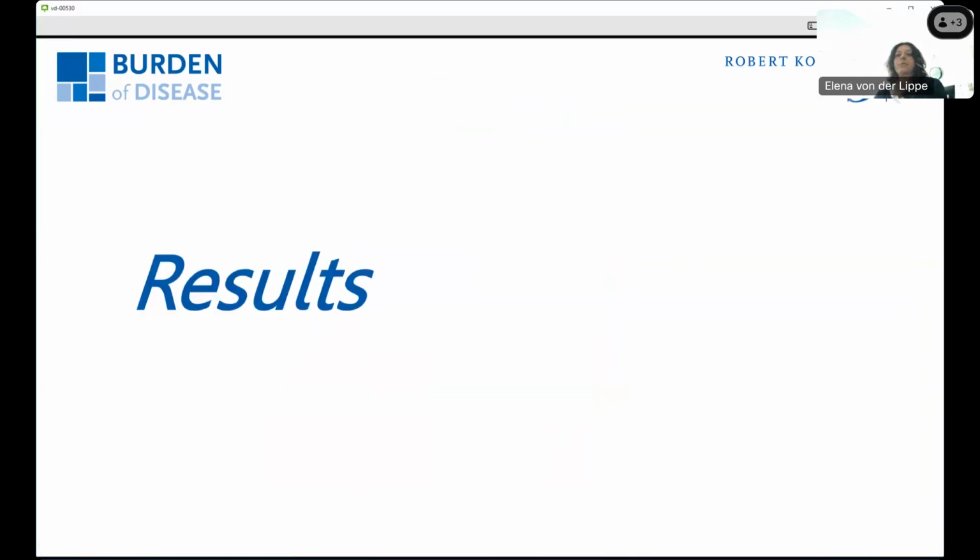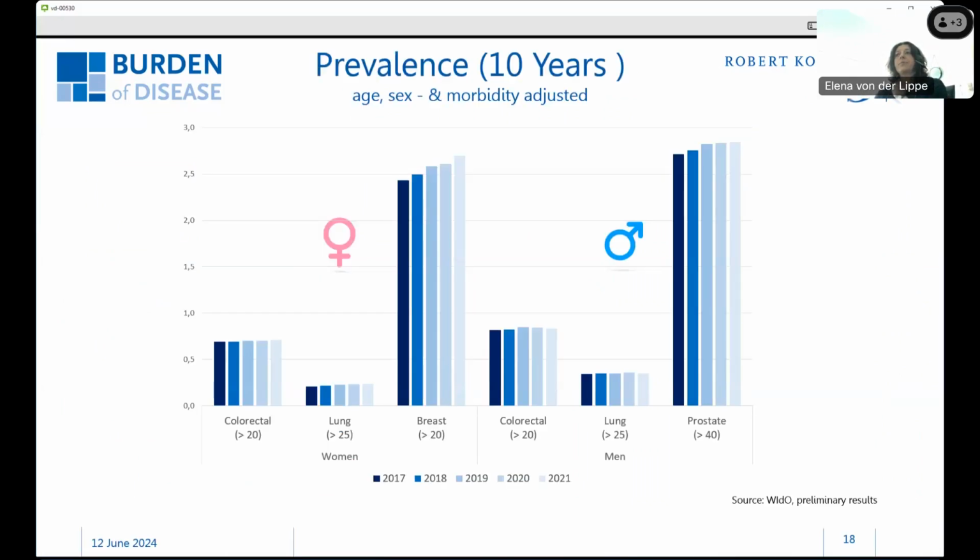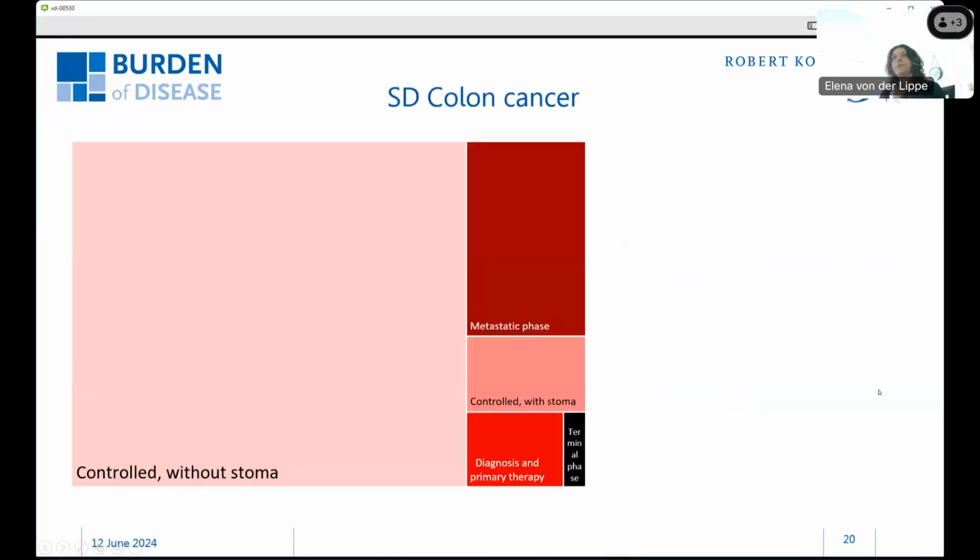So I will show you some results. First with the prevalence. These are preliminary results that are not published yet. We are working on trends. We have for the last 5 years, the available data estimated the prevalences, and we see for the breast and prostate cancer a kind of increase, and less so for colon and lung cancer. And the highest percents are also for the breast and prostate cancer. They are more highly observed.